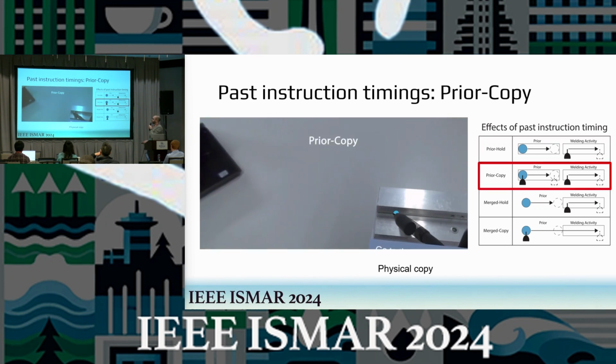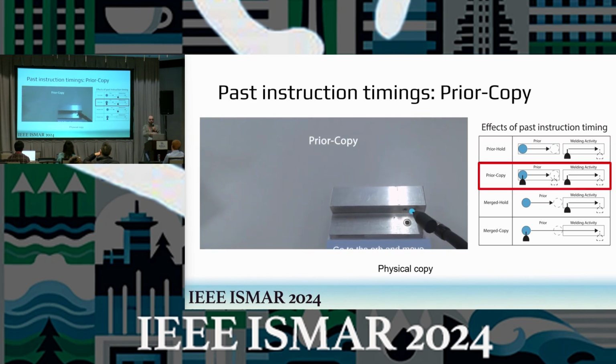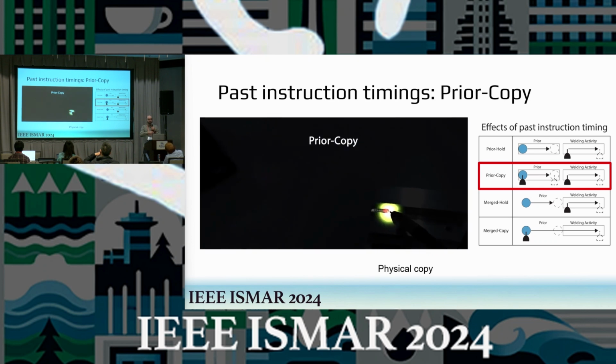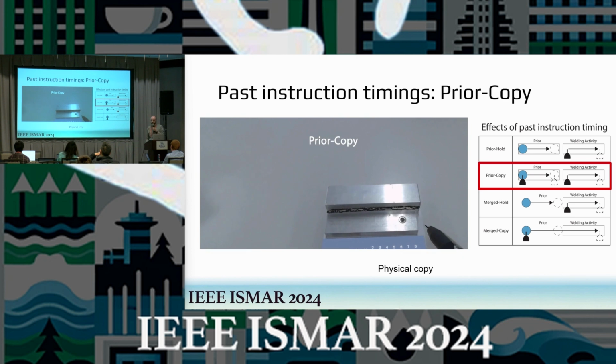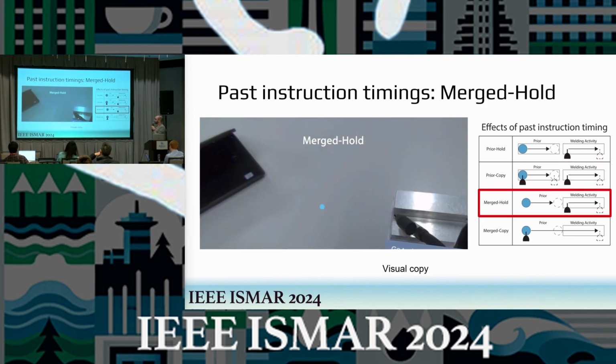Then we have the prior copy, where you actually are forced to copy the speed beforehand, and then you try to do it, because we wanted to see how much muscle memory you actually receive from doing the actual speed beforehand. Then for the merged hold, we actually have the merge instruction, but no live guidance.